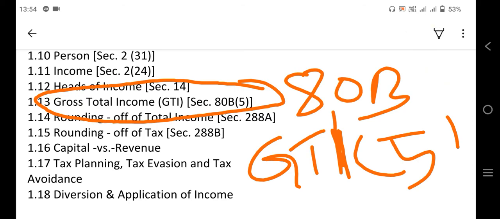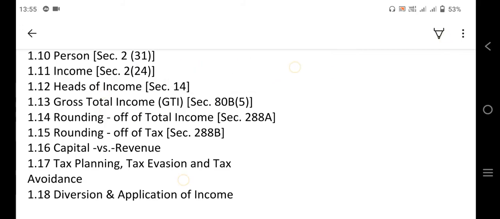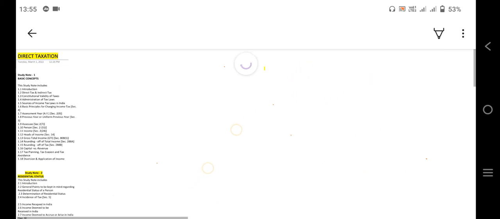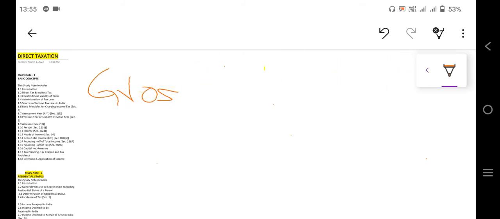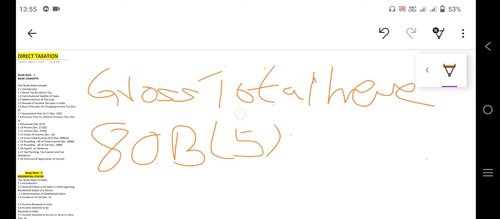So what is the gross total income? Let's discuss 1.13, gross total income. Gross total income is covered in the Income Tax Act under section 80B, subsection 5.